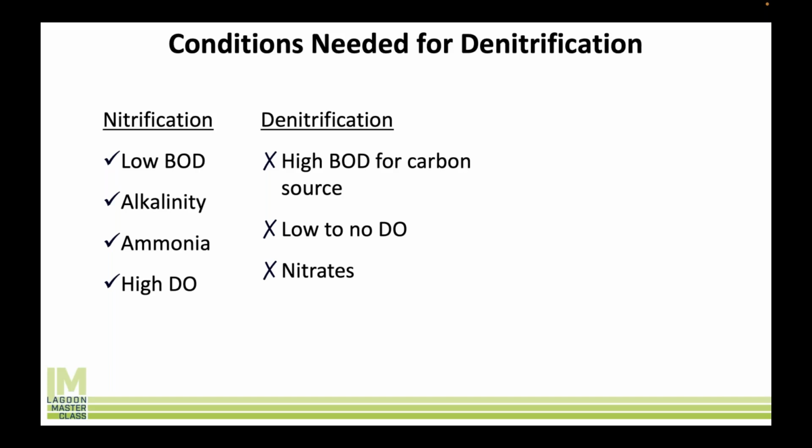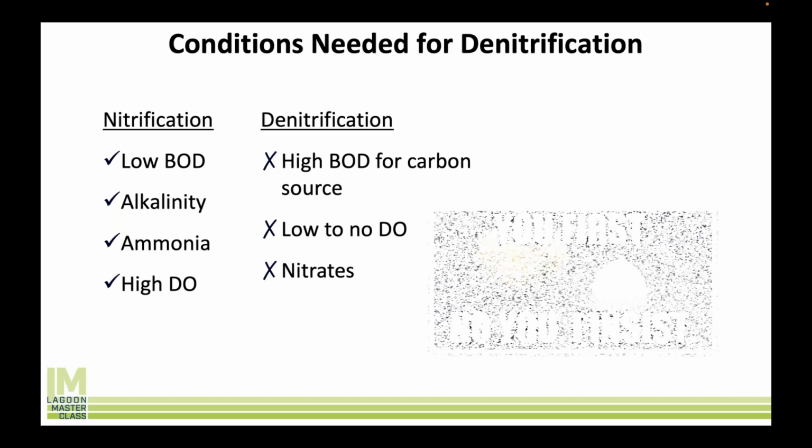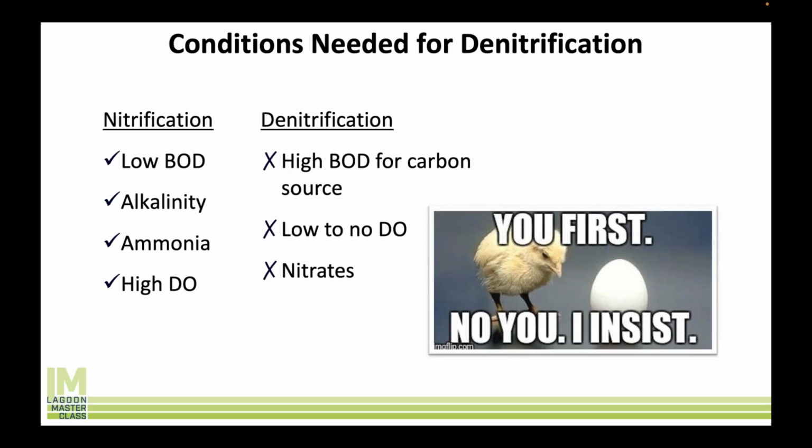Okay. I also need low dissolved oxygen, and I also need nitrates. So you start to see how much of a chicken and egg situation this is, right? I got all of my nitrogen in ammonia form, so I need to convert that into nitrate before I can denitrify. But the conditions I need to nitrify are totally different than the conditions I need to denitrify, in some ways opposite of those conditions. So it really creates a difficult situation.